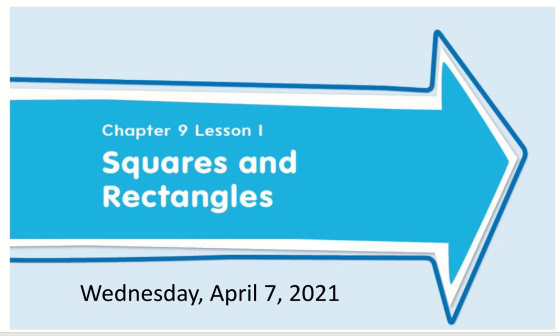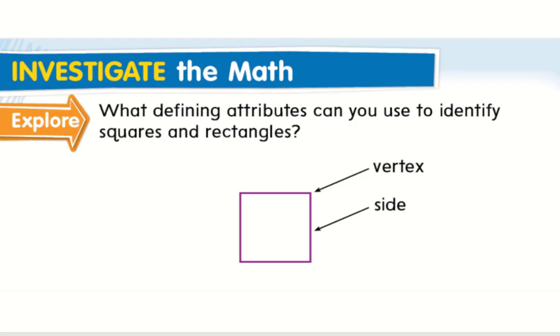This is Mr. Cook, and today we're starting our brand new unit talking about shapes, and this is going to be our geometry unit. And today, for Chapter 9, Lesson 1, we are working on squares and rectangles. Now, the first thing that we have to do, boys and girls, is find out what defining attributes you can use to identify squares and rectangles.